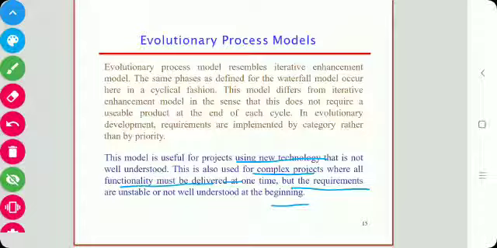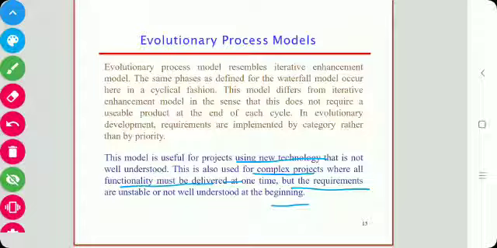In the waterfall model we require the requirements at the early stage, but in the evolutionary process model we do not require all the requirements at the beginning. So that is the difference between the waterfall model and the evolutionary process model.